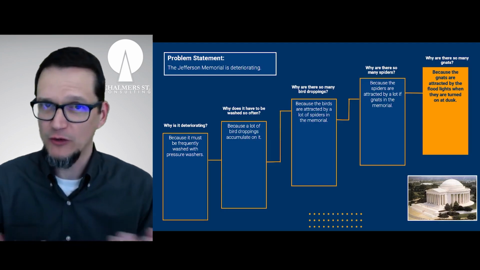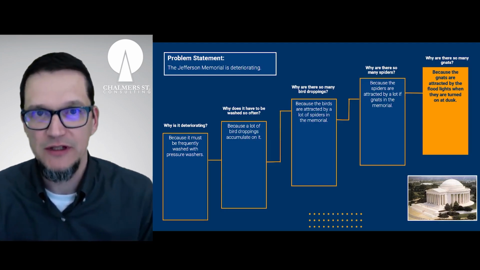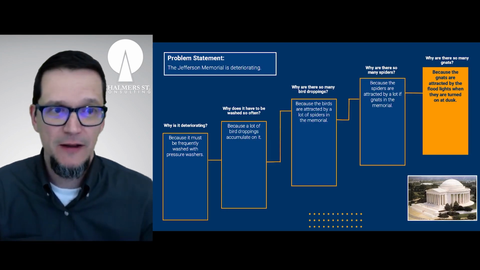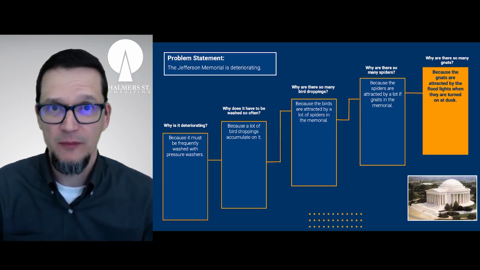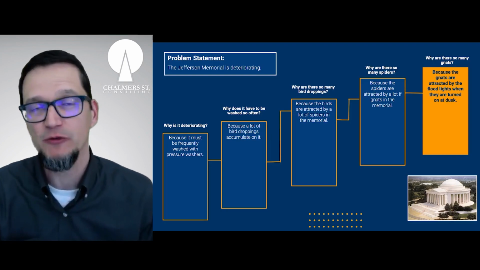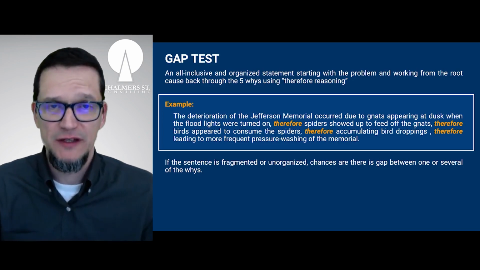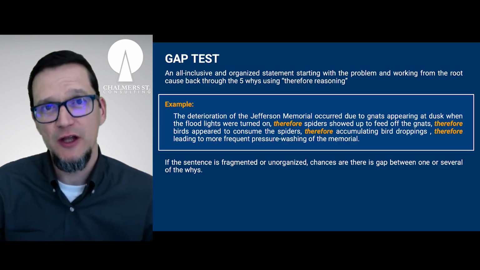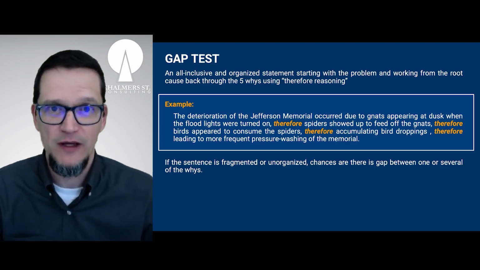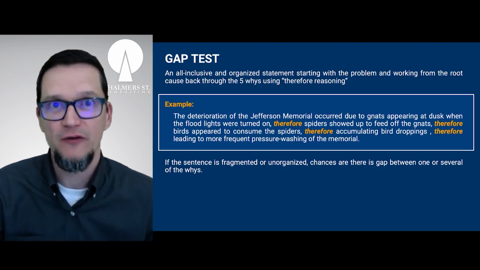So what I just walked you through is actually the reverse logic check that we'll get to in a second, called the gap test. But you see how the problem statement can be translated into an actionable root cause. That gap test I just mentioned is about making sure that the logic that you apply to your 5 whys is solid. And you do that by using the term "therefore", therefore reasoning.